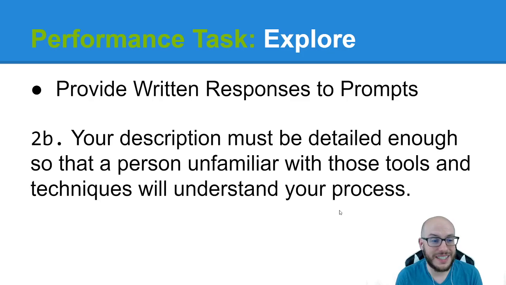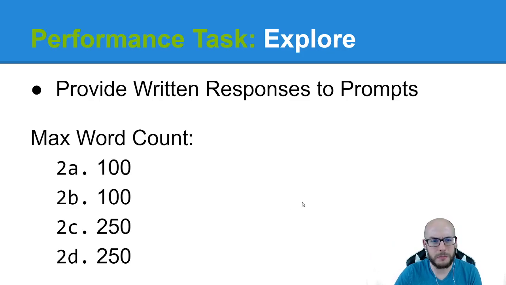Your description must be detailed enough so that a person unfamiliar with those tools and techniques will understand your process. So in describing what you used, you can't just list it. You kind of got to give a description of how it is used, right? In Microsoft Word, for instance, maybe I imported some images and then laid text on top of them. Maybe there's some tools that you use to edit the margins so that maybe the flyer goes completely edge to edge. And that's the kind of stuff I would maybe explain.